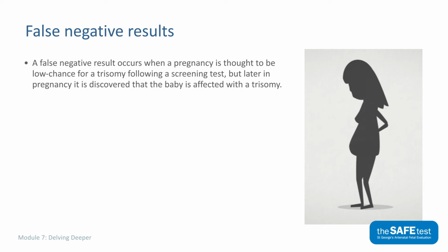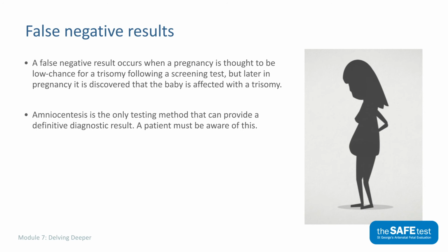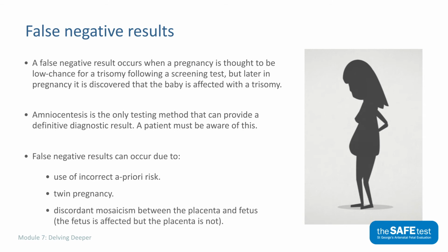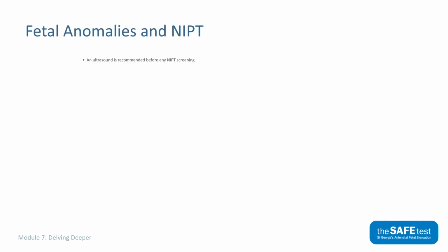A false negative result can occur when a pregnancy is thought to be low chance for a trisomy following a screening test, but later in pregnancy it is discovered that the baby is affected with a trisomy. Amniocentesis is the only testing method that can provide a definitive diagnostic result. False negatives can occur due to the use of an incorrect a priori risk, a twin pregnancy, or mosaicism between the placenta and fetus. Fetal anomalies and NIPT.